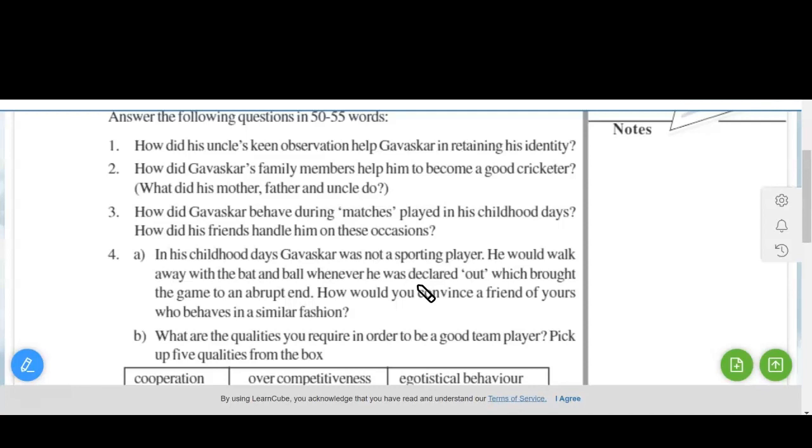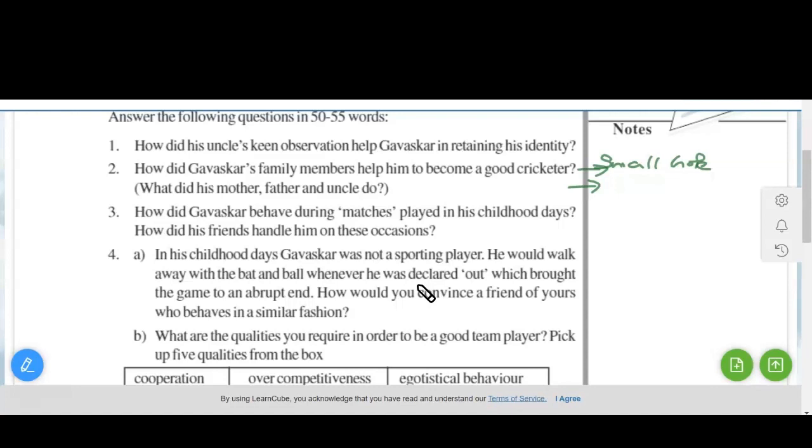As all of you know, what was that keen observation of his uncle? His uncle, Sunil Gavaskar's uncle, found out he had a small hole in his left earlobe, and then it made him doubt that this was the same kid he had seen the previous day. Because of that, they went searching for that kid, and the kid was found near a fisherwoman.